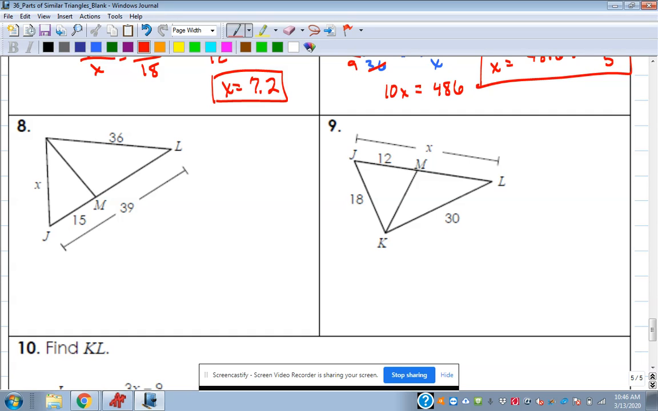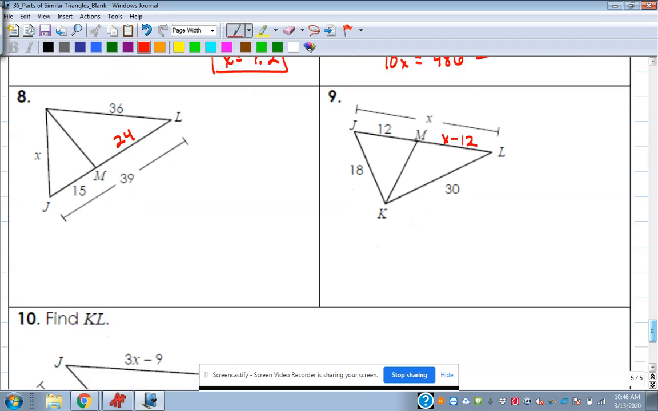What do we got to do in number 8? It's a little bit different. Okay, so we know that that's what's going on. Then we set up a proportion. Right? I think we need to work that one. What about number 9? What's different about that one? Ooh, yikes. So how much is this? X minus 12. And then you can set up your proportion and work it like you guys know how.